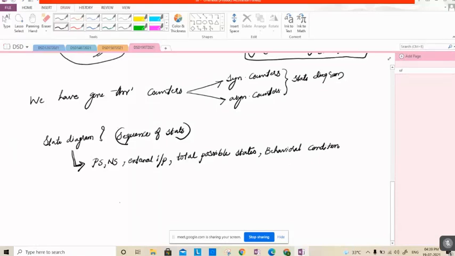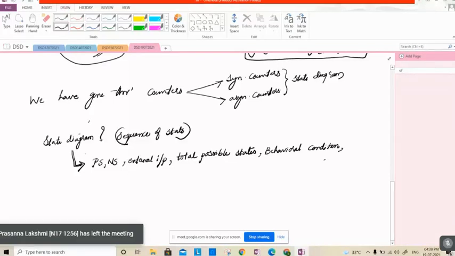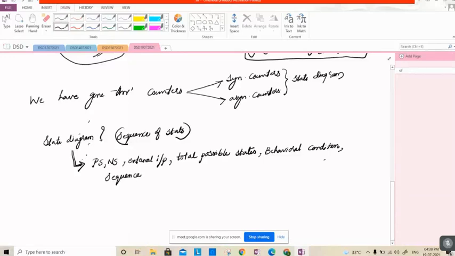Any other information? Order of the outputs. Right, sequence. Okay, next. Sequence of outputs. Okay, next.